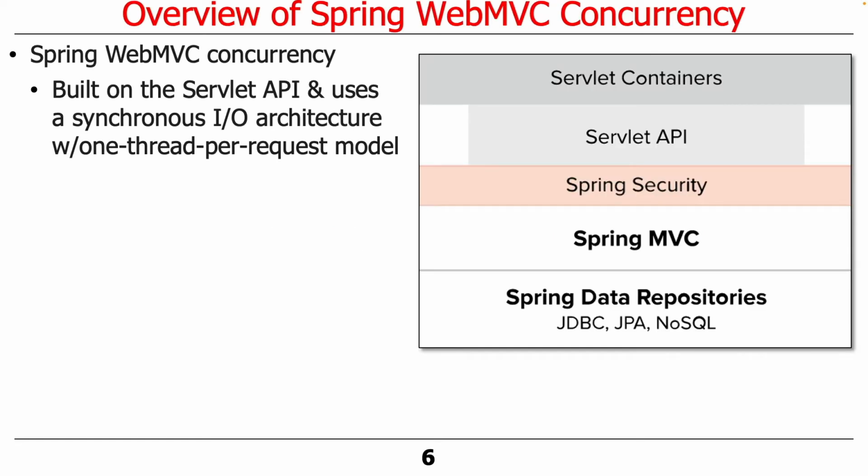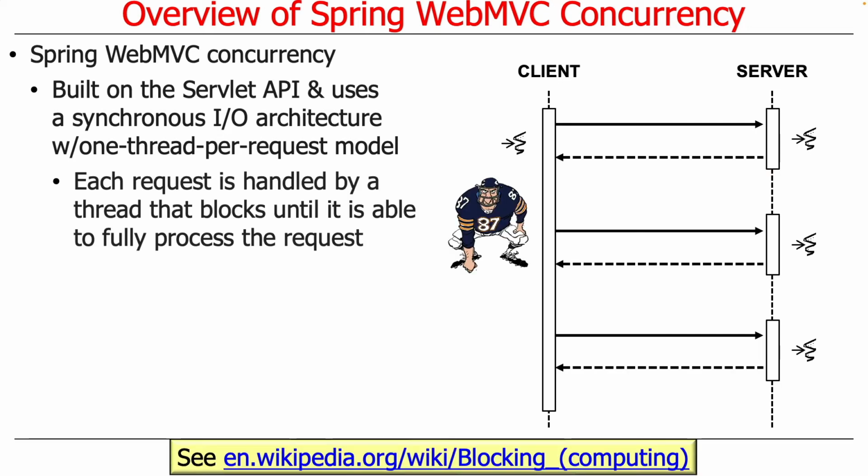So we're first going to start by talking about Spring Web MVC concurrency. Under the hood, this is built on top of the servlet API, and it uses a synchronous I/O architecture. I'll explain what that means more in a second, with one thread per request, or a request per thread, or however you want to read it. What that means is that each request from a client is handled on the server by a thread that blocks until it's able to fully process the request.